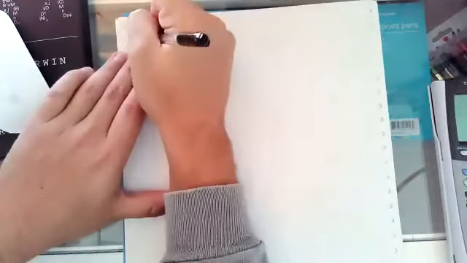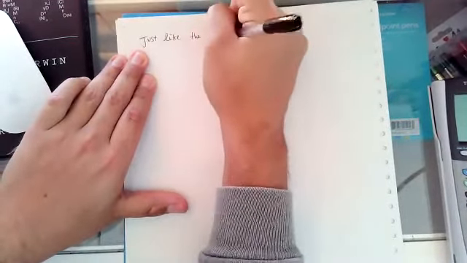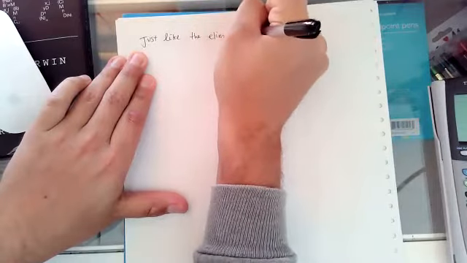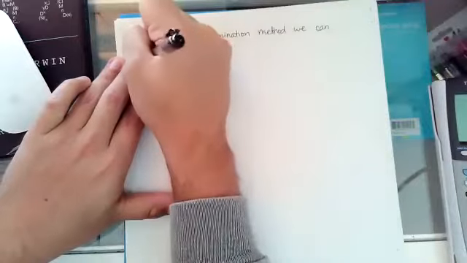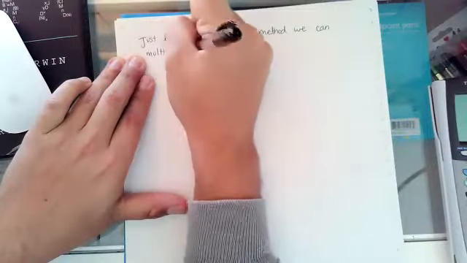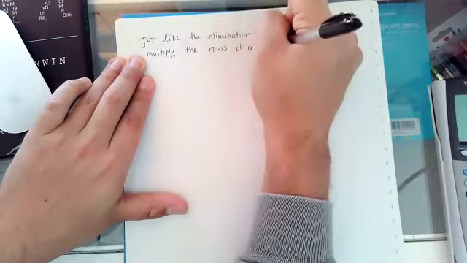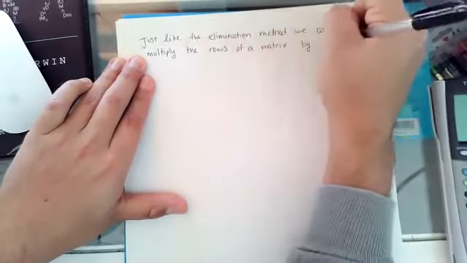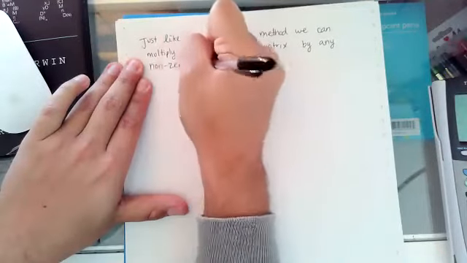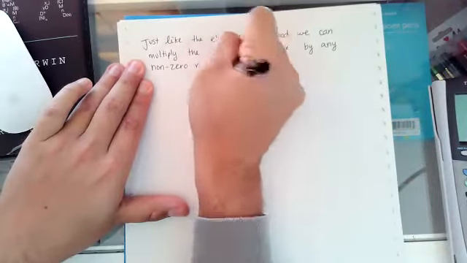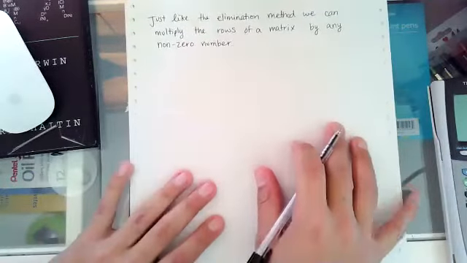Well, just like the elimination method, we can multiply the rows of a matrix by any non-zero number. It could be a fraction, it could be a decimal, it really doesn't matter. There's going to be some smart choices, and we'll figure that out here in a little bit.